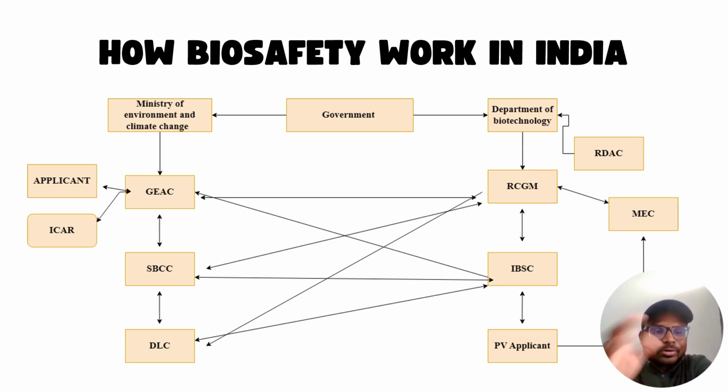For example, the GEAC, SBCC, DLCC are under the Ministry of Environment and Climate Change, and RCGM and IBSC are under the Department of Biotechnology. The Department of Biotechnology and the Ministry of Environment and Climate Change collaboratively lay down rules and regulations for the evaluation and research of transgenic crops. Then finally they will recommend to the Government of India to release the varieties. This is how the regulatory framework works in India.